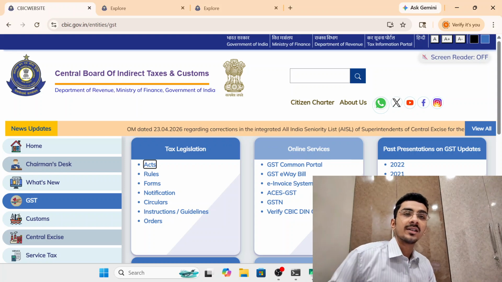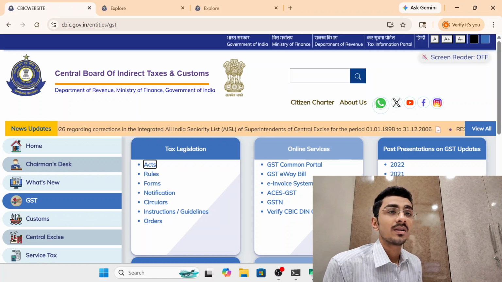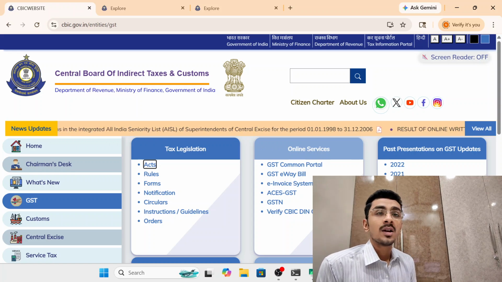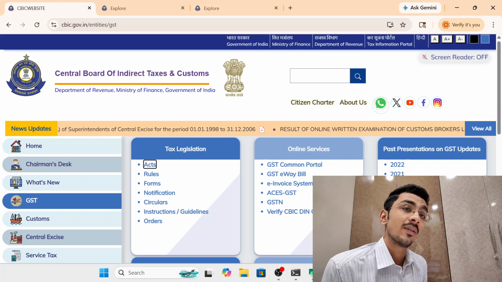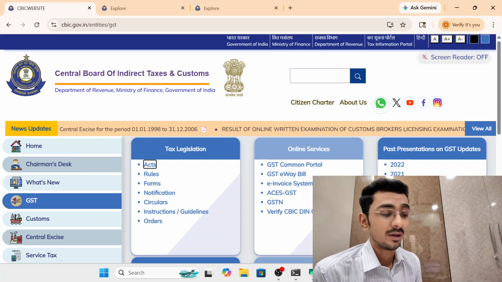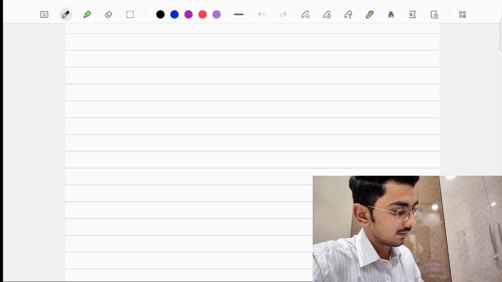Very good morning. In this video, we'll be covering the component related to interest. Now, interest is levied on two components. One is delayed payment of taxes, and the second component is excess availment and utilization of ITC component. Here the broader category contains two components.